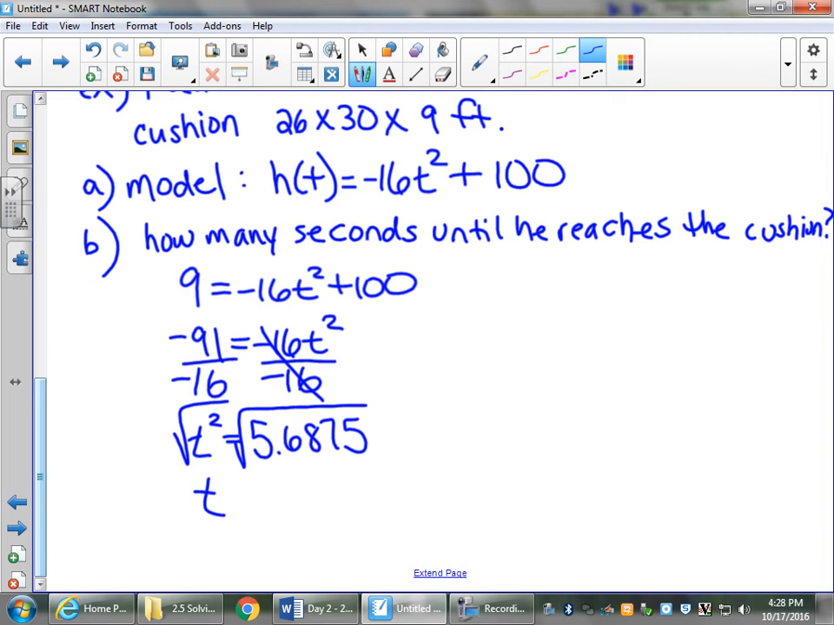And I will get t equals normally a plus or minus sign. But in the real world, a negative time won't make sense. So I'm not going to put my plus or minus sign. I'm just going to go ahead and square root that answer to get approximately 2.385 seconds. Okay, 2.385 seconds. I'm just going to pause real quick.